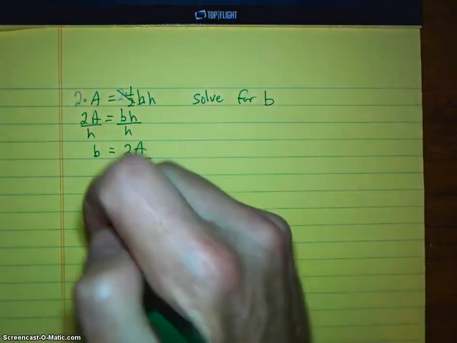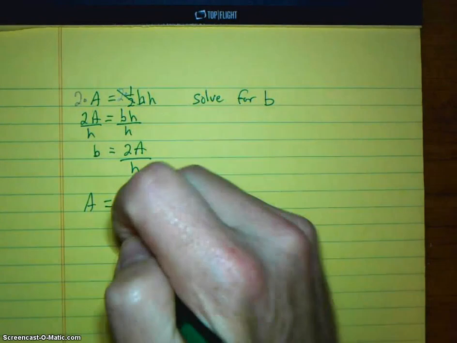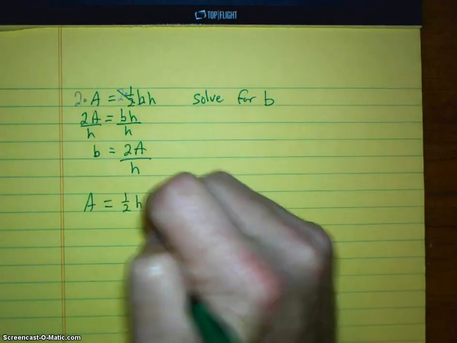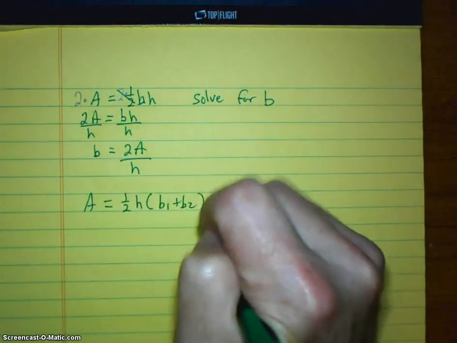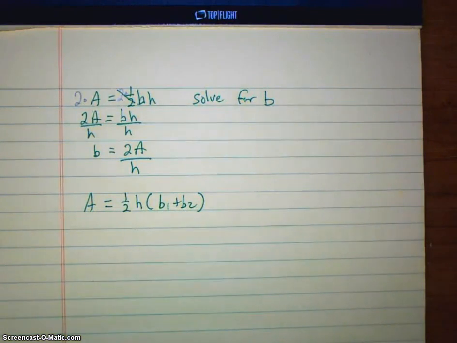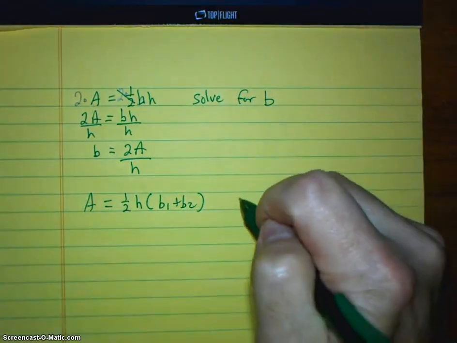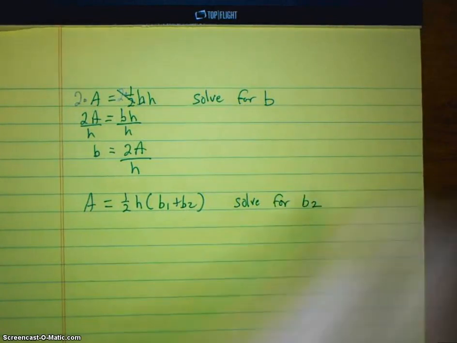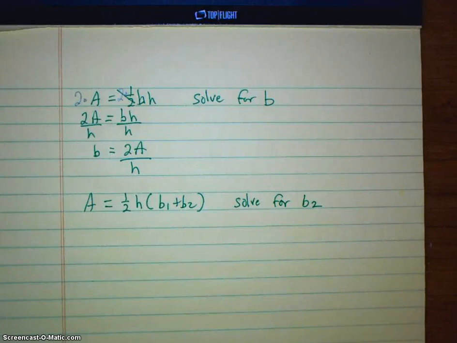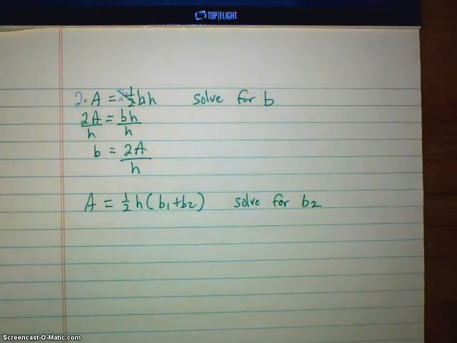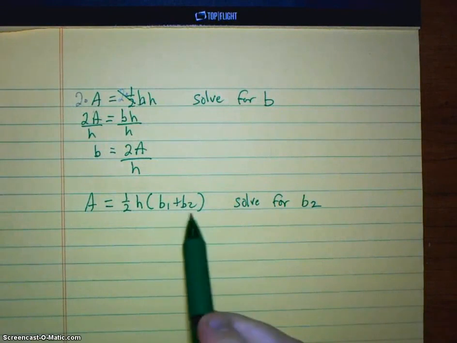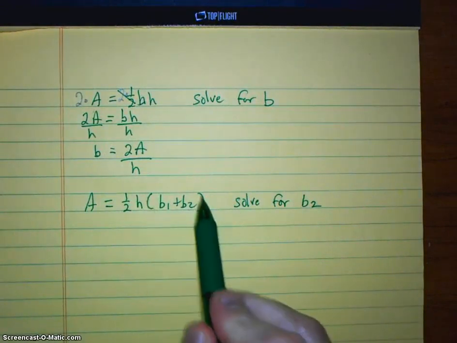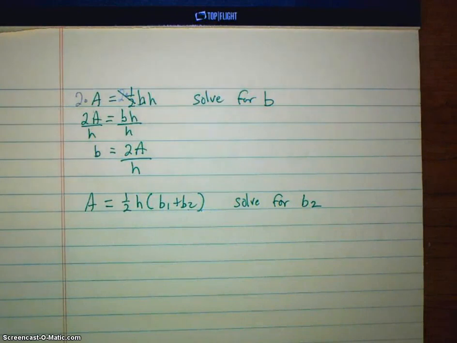All right, let's try a slightly harder one. A equals 1/2 h times b1 plus b2. And this time I want to solve for b2. All right, so we have some issues here. This b2 is trapped inside of these parentheses. So we're going to have to figure out how to get rid of those parentheses.